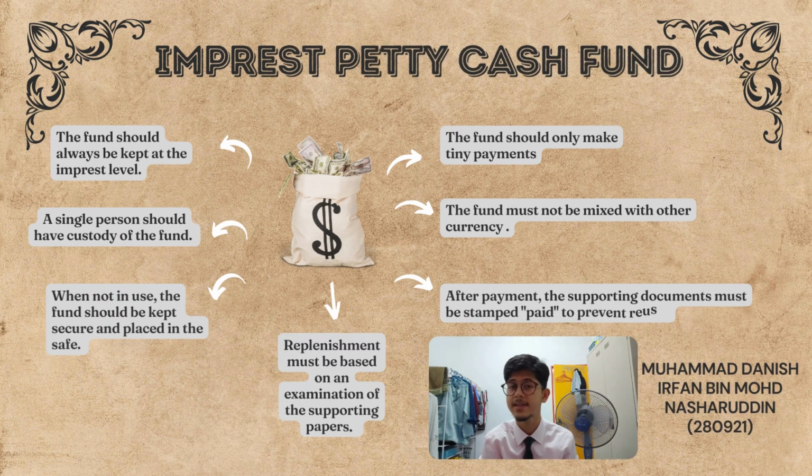Cash Fund. The first is the fund should always be kept at the imprest level. It means that the sum of the cash in the fund and the payment vouchers should always match the imprest amount. Second, a single person should have custody of the fund. Third, when not in use, the fund should be kept secure and placed in a safe.